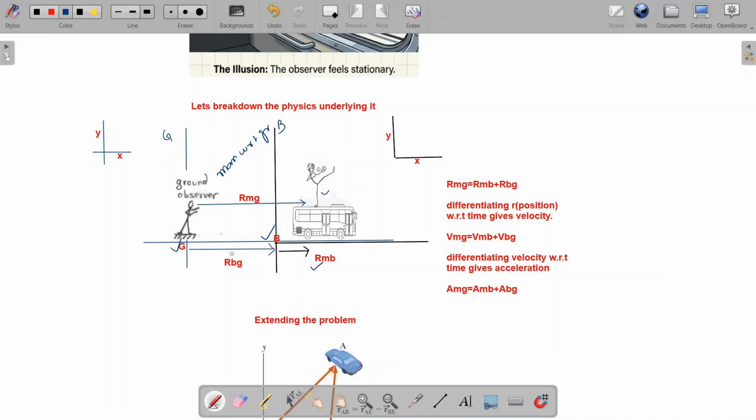Now from simple vector addition, you can see that all the vectors are in the same direction, so you can simply add them. If you want to put vector signs over them, you can, but since I have written in bold, that means I am taking these as vector quantities. So these are all vectors. Now we can write R_MG is nothing but the summation of R_BG plus R_MB.